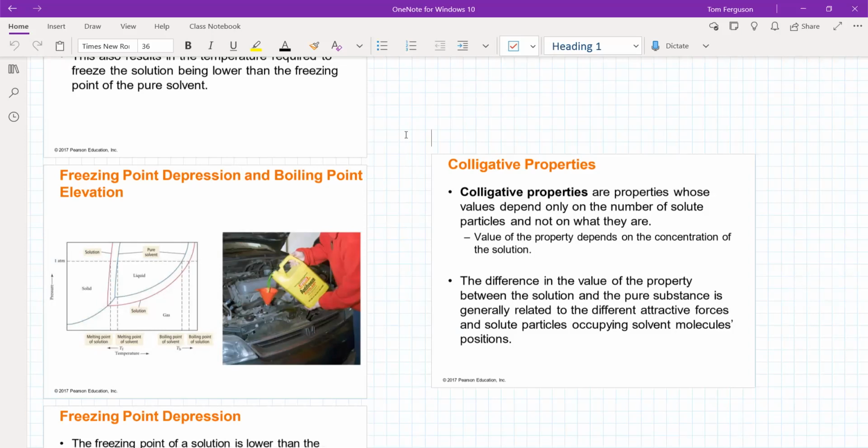Colligative properties will change the boiling point and melting point of the solution. It has to do with the number of particles. It's important to understand the number of particles. The more particles present, the higher the boiling point and the lower the melting point.